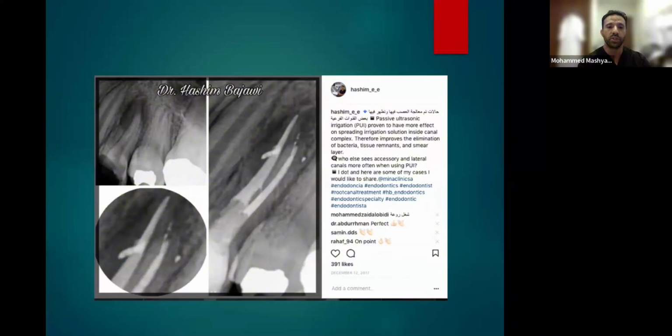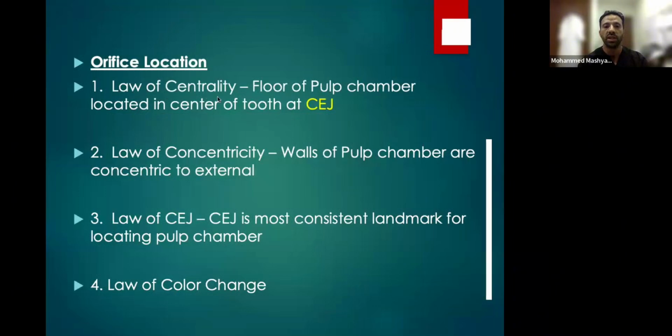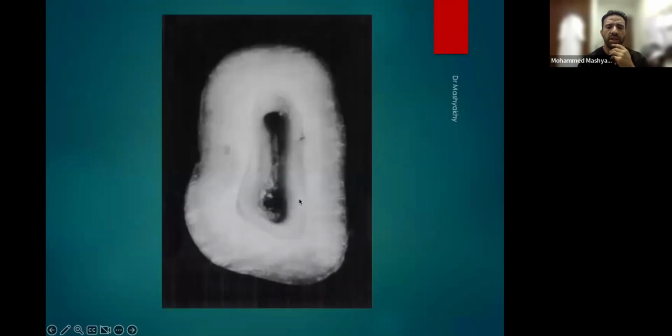Regarding the anatomy of the pulp chamber, Krasner and Rankow gave us very good hints about how to look for other canals when you open a root canal system. There is something called the law of centrality, the law of concentricity, the law of the cemento-enamel junction, and the law of color change. If you go deeper and read about these laws, you will see that whenever you open a pulp chamber you have to look at these things, especially in multi-rooted teeth, molars and premolars, especially in the molars. We're going to see some pictures so you can understand.